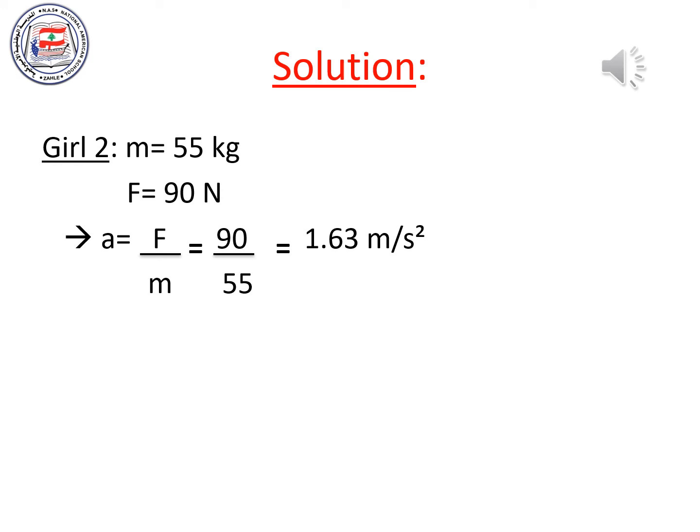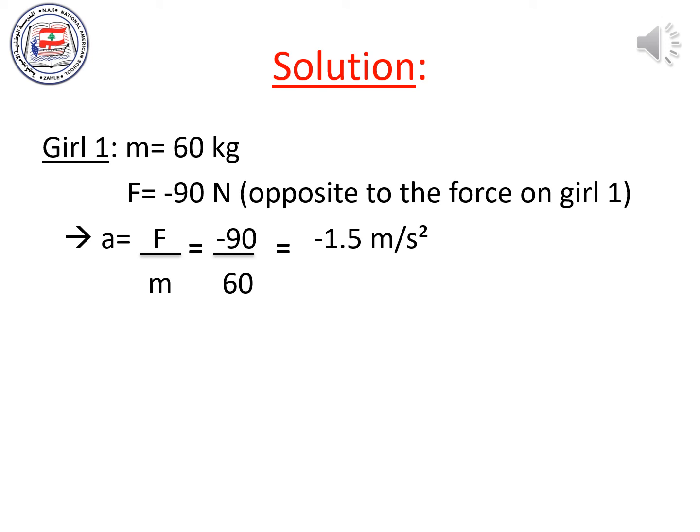So girl 2 has a mass of 55 kilograms and the force acting on her is 90 newtons to the right. Acceleration, according to Newton's second law of motion, is force over mass. So 90 newtons over 55 kilograms is equal to 1.63 meters per second squared. Now we find the acceleration of girl 1.